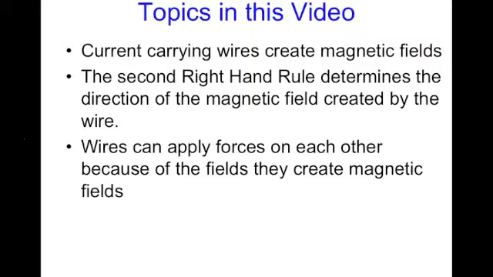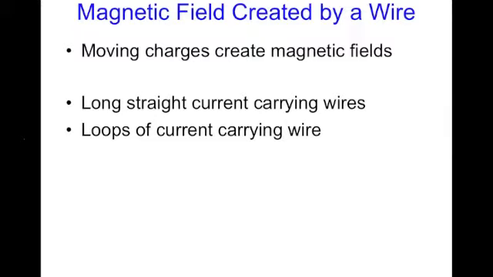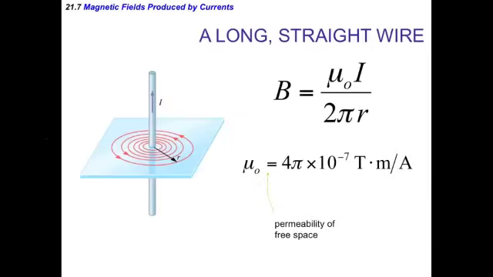By knowing that we can create magnetic fields from current-carrying wires, we will find that wires actually apply forces by incorporating our past topics in with our new topics from this video. The magnetic field created by a wire: anytime you have moving charges, it's going to create a magnetic field. There are two different geometries that we will look at. The first one in this video will be a long, straight current-carrying wire. We will, in class tomorrow, then look at what loops of current-carrying wire do. And we saw demonstrations of both of those in class.